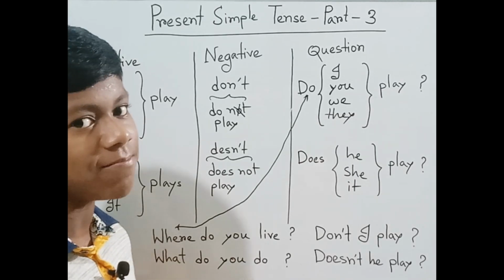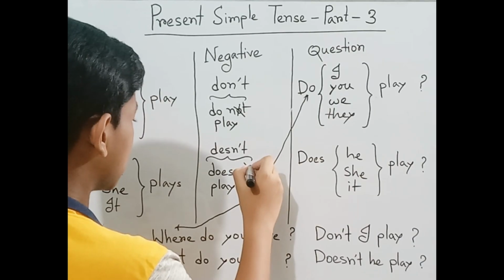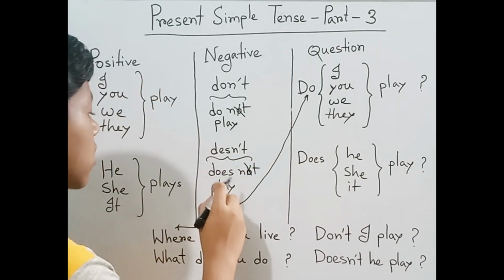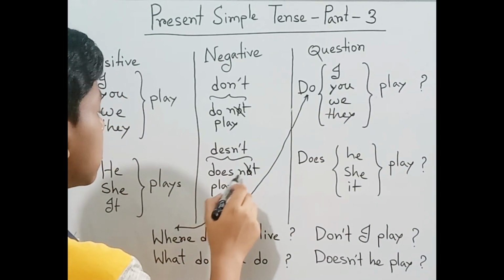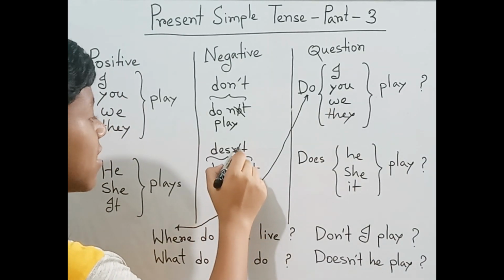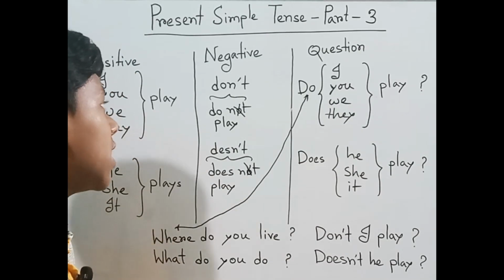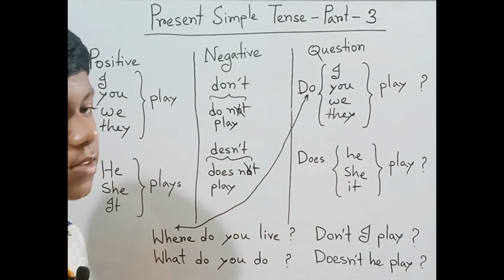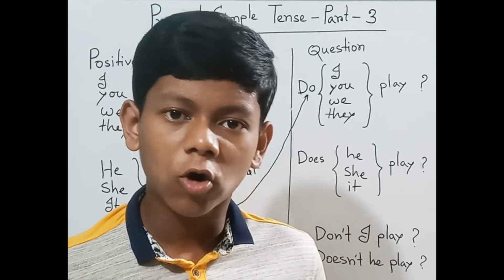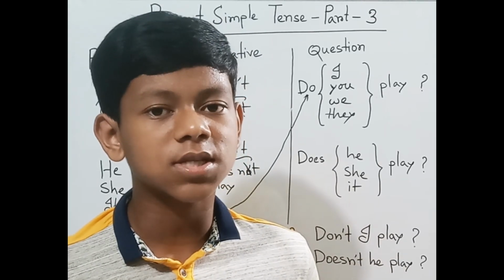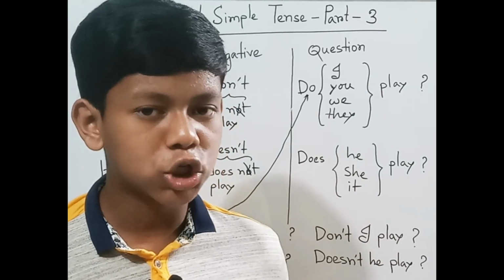The situation is the same with doesn't. We cut the o, squeeze or join the words, and add an apostrophe. That is doesn't. This way we can communicate with each other using don't and doesn't. If you say do not or does not, it's okay, but as I have told you, most of the time it isn't used. We generally say don't or doesn't.